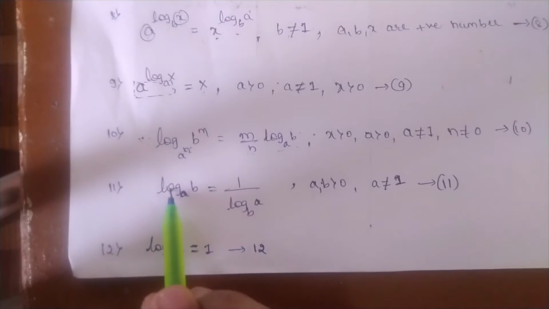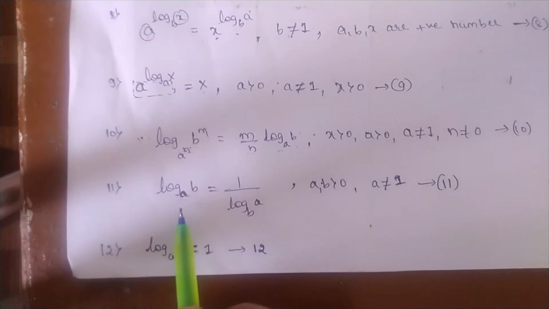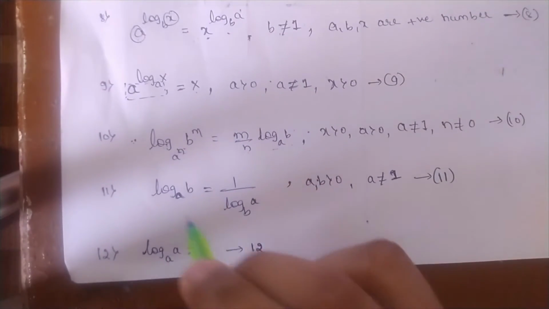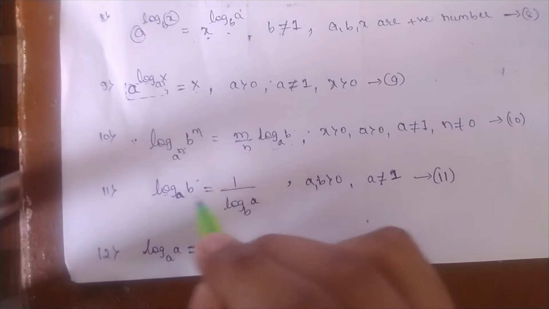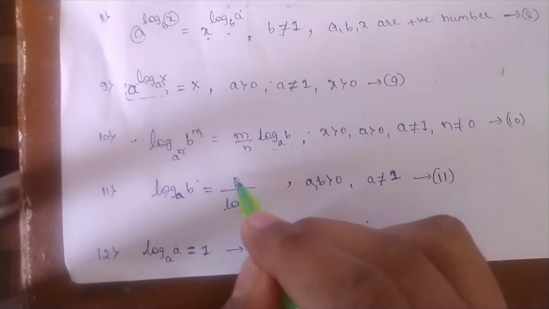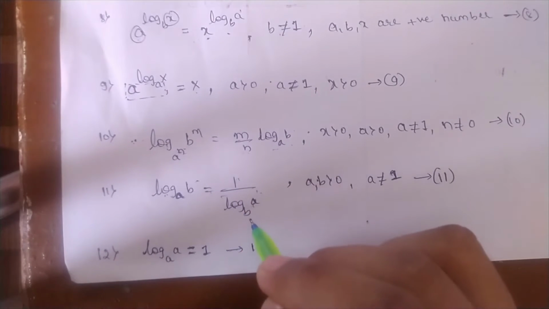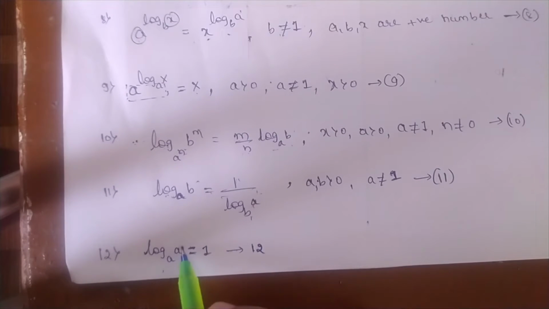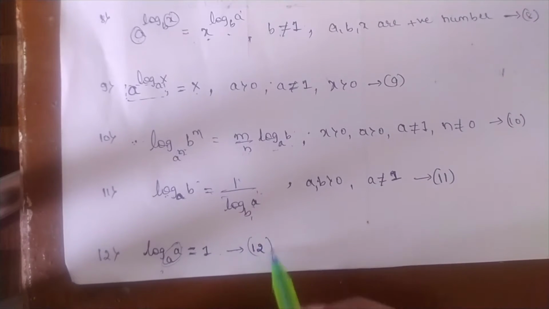Take this one, log a base b, this is a previously solved property. Log b to the base a equals to 1 by log a to the base b. So this is a standard property. And log a base a, whenever these two are the same, it reduces to 1.